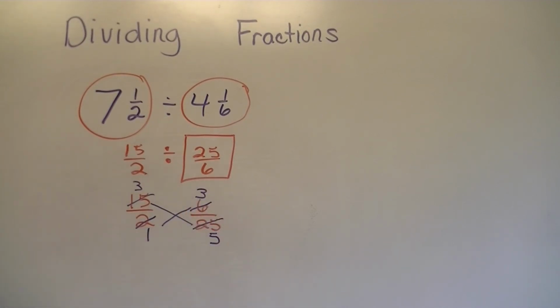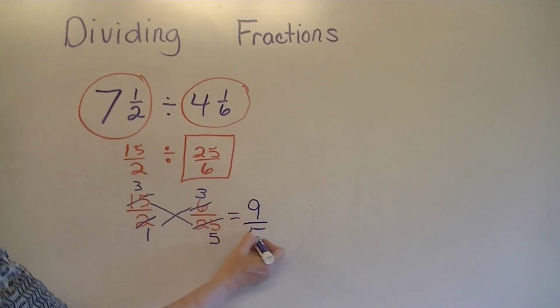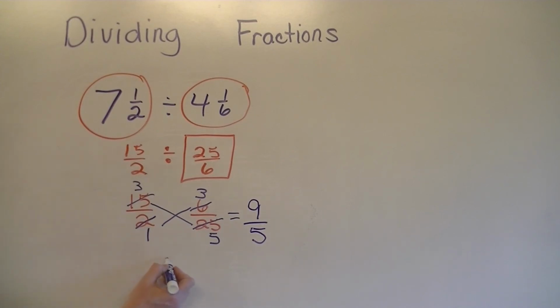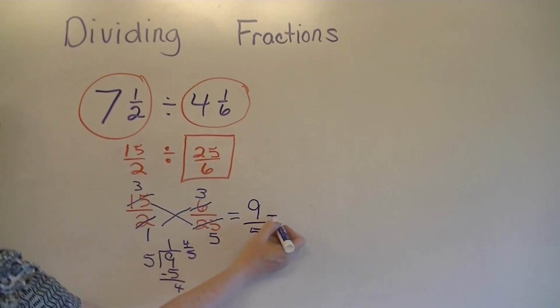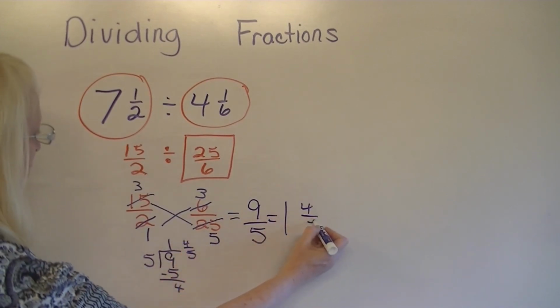I'm done with my cross cancellation, so I'm simply going to multiply my numerators, multiply my denominators, and now I've come up with an improper fraction again that I'm going to have to fix. 9 divided by 5. 5 goes in 1 time. That leaves me with 4. And so my answer is 1 4/5.